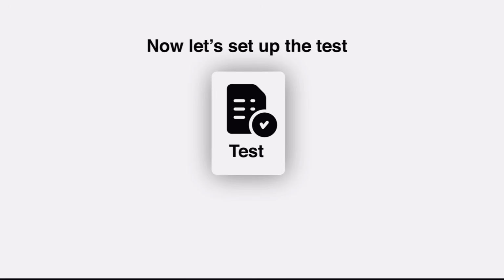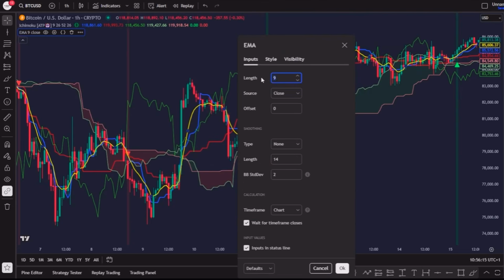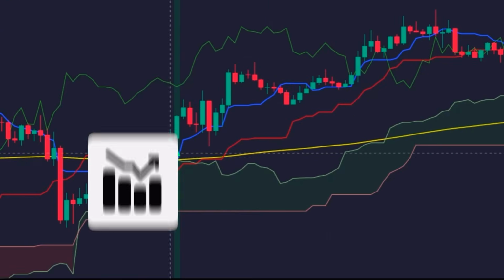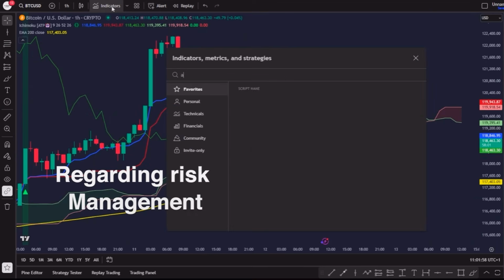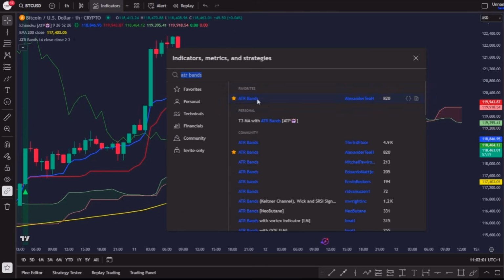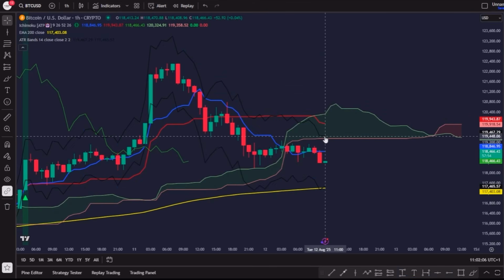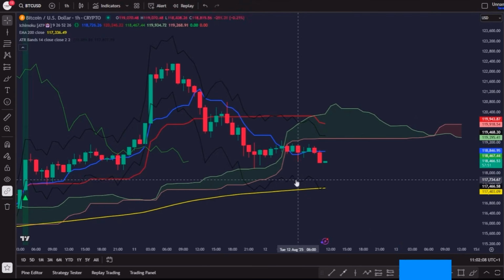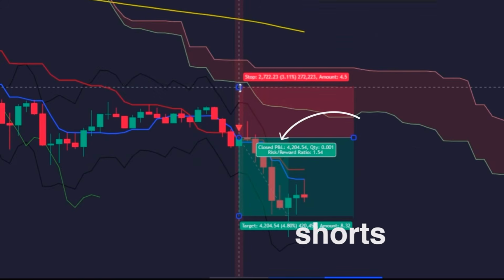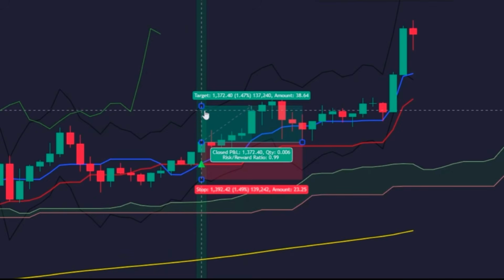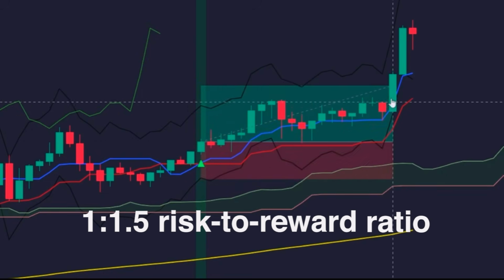Now let's set up the test. As always, we are going to use the 200 exponential moving average as a baseline to filter trades. Longs only above the EMA and shorts only below. Regarding risk management, for the stop loss, we'll use the ATR bands with a multiplier of 2, so every trade adapts dynamically to market volatility. For long positions, the lower band sets our stop loss, and for shorts, we use the upper band. As for the take profits, we'll stick with a 1 to 1.5 risk to reward ratio.